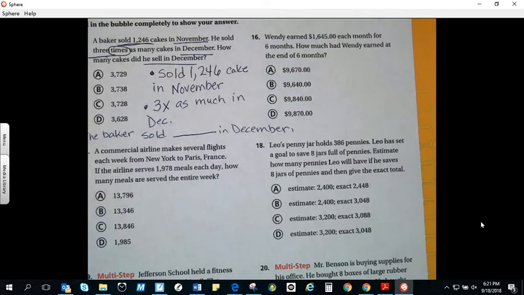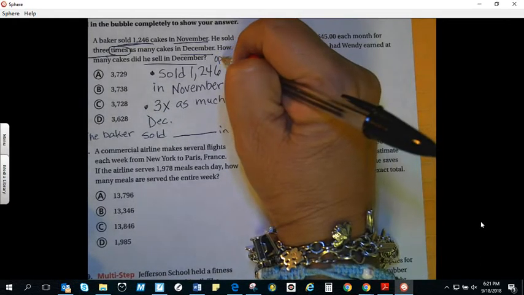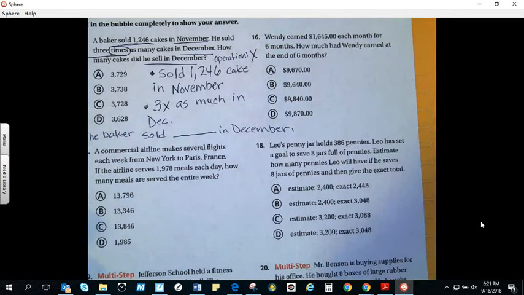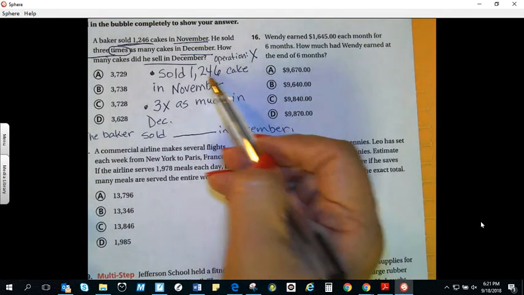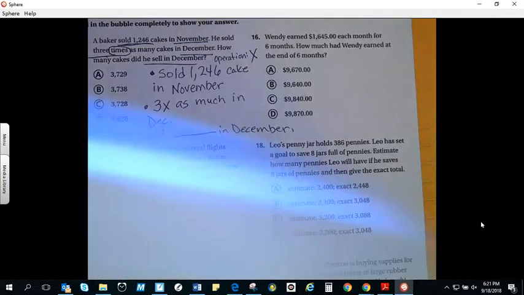Now, what am I going to do? What operation am I going to use? Yes, you're right. It's going to be a multiplication. My operation is multiplication. So my multiplication will then be 1,246 times 3. Now, I'm going to do that on a separate sheet of paper because you can see I don't have much room left. So I'm going to move it over here, and I'm going to multiply out.